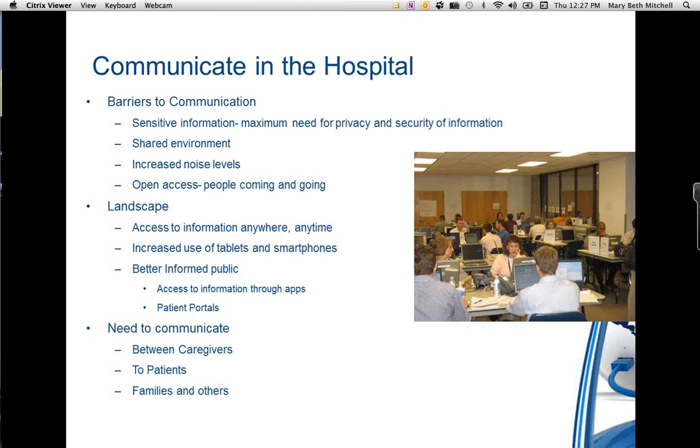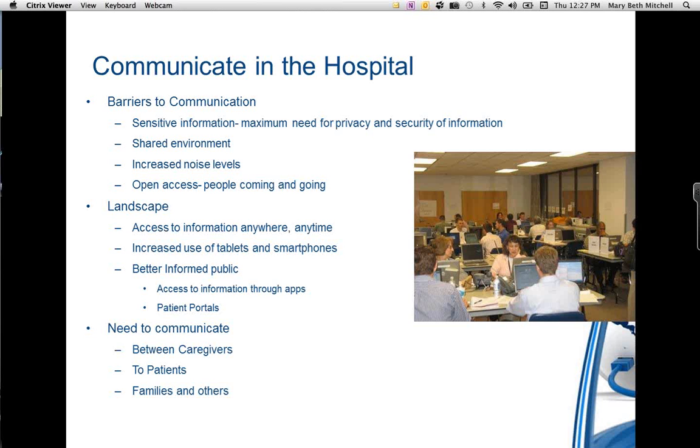And as Donna suggested, she's provided a framework of how we manage communication, and I'm going to talk about the landscape a little bit and some of the practical applications and things we're doing within our organization to facilitate communication, and then also just some of the differences between the nursing point of view and the IT point of view and how we can work around those variances. So really, there are several barriers to communication in the hospital, and a lot of these you're aware of.